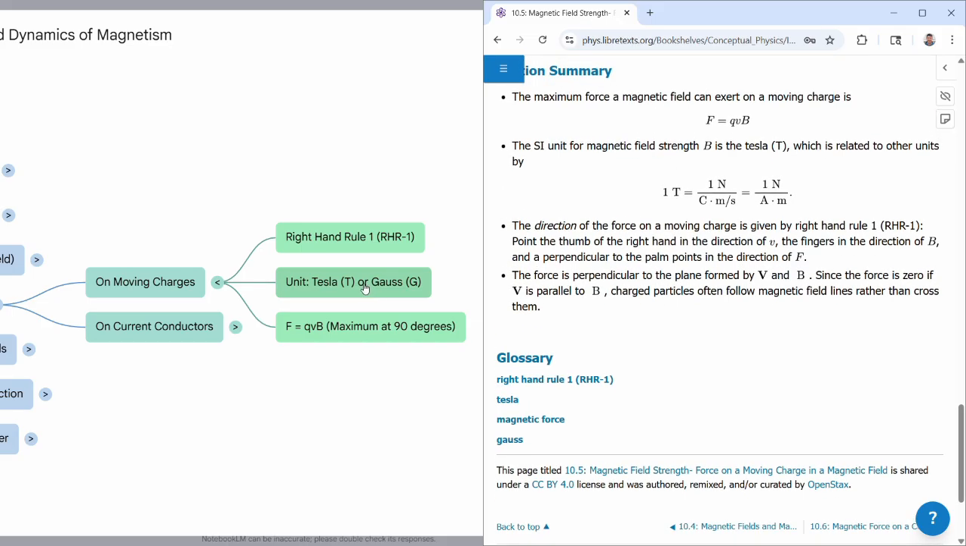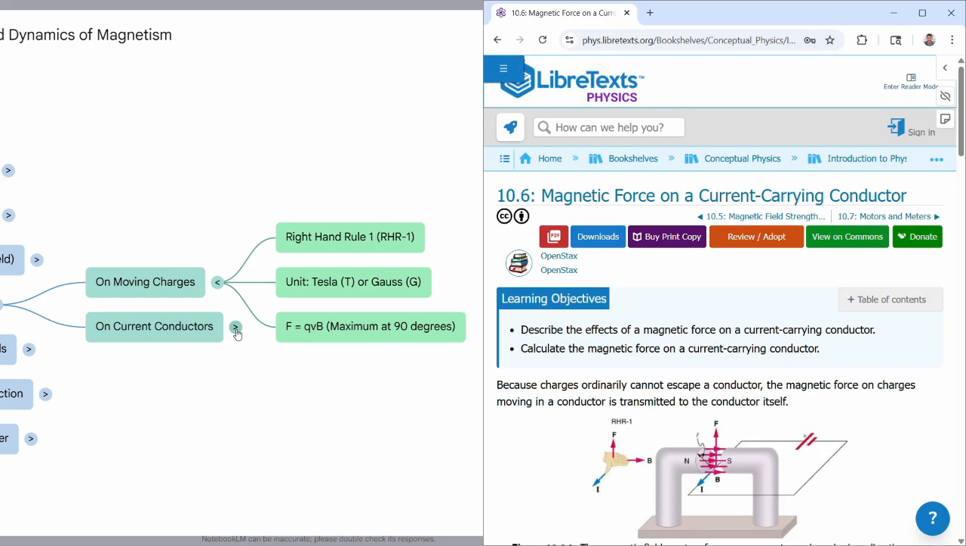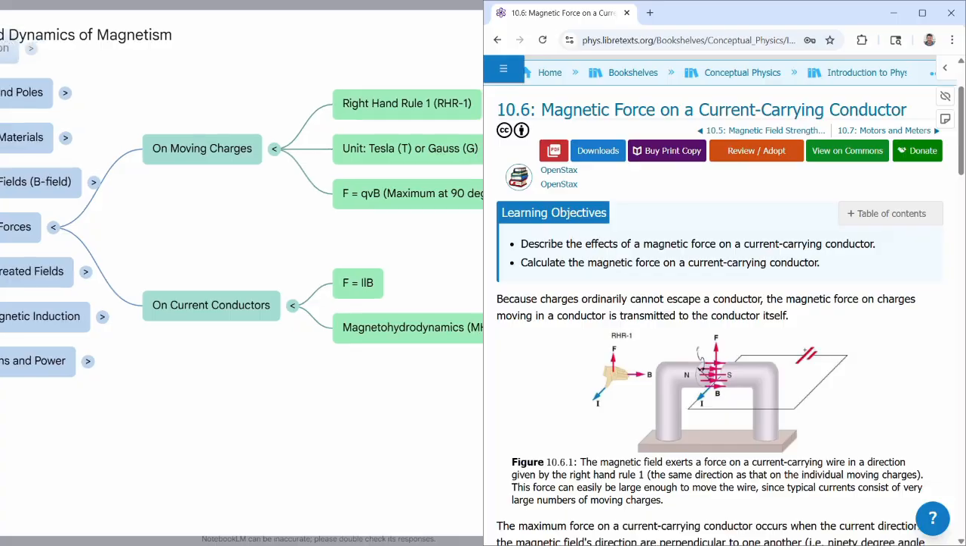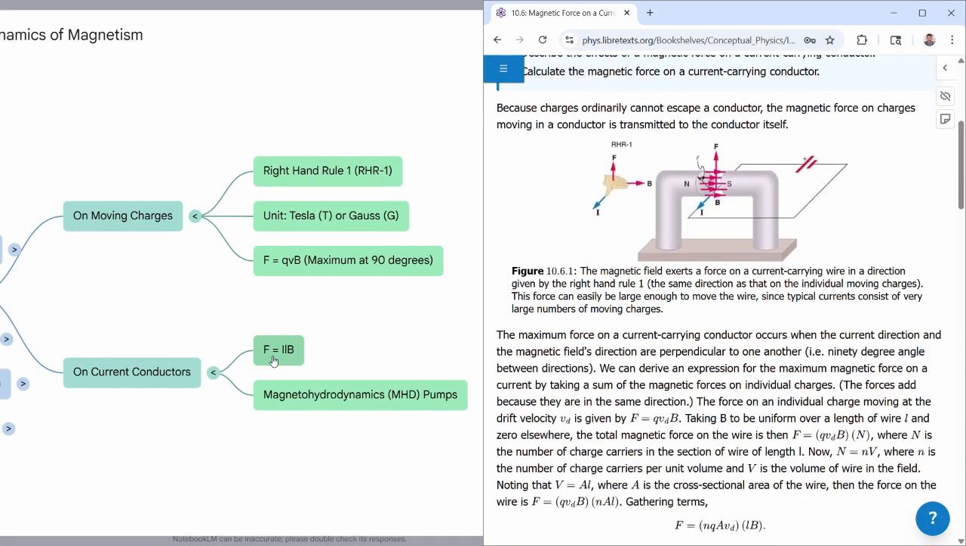Now, this gives the amount of the magnetic force on a moving charge, like in an electron beam, and I do have a demo for that. But the more common examples of magnetic forces you will see are on a current carrying wire. So for magnetic force on a current carrying wire, we have a slightly different form of the magnetic force.